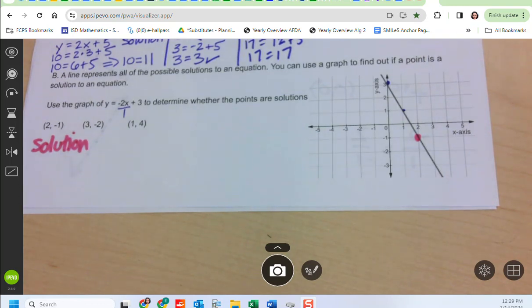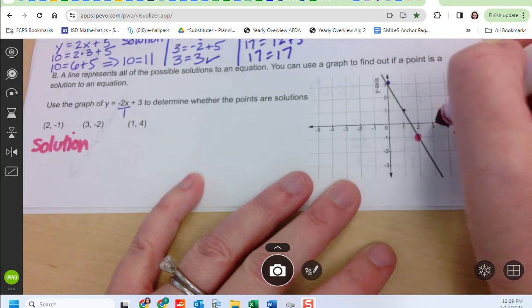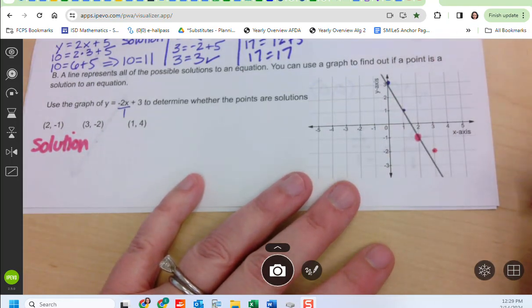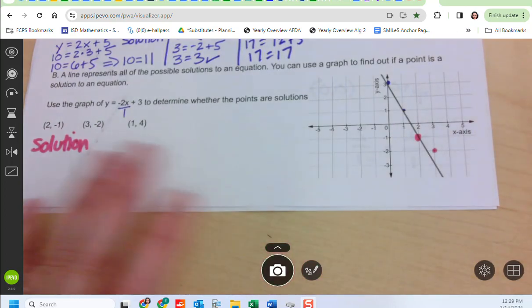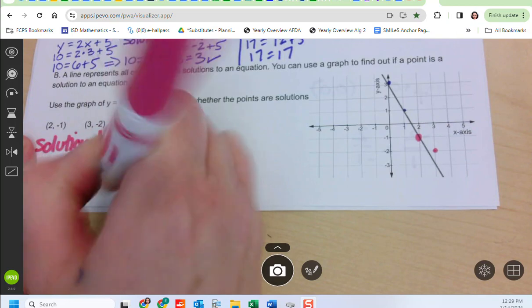3, -2, was it a solution? Raise your hand if 3, -2 is a solution. Raise your hand if 3, -2 is not a solution. I have answers from about half of you. Thank you if you've answered. 3, -2, I'm going to check it. Plus 3, -2. Oh, it's close, right? But not exactly. 3, -2 is down here. So this one was not a solution.